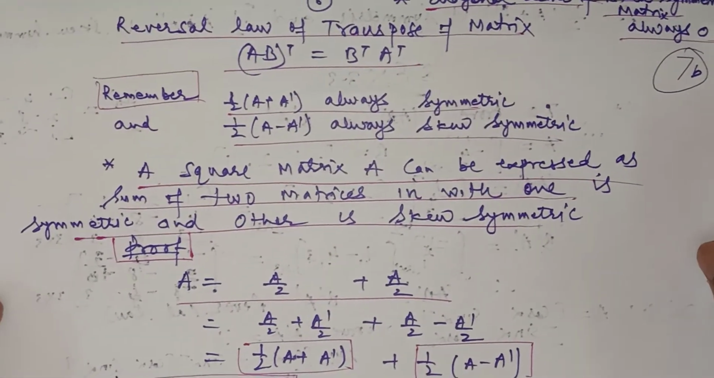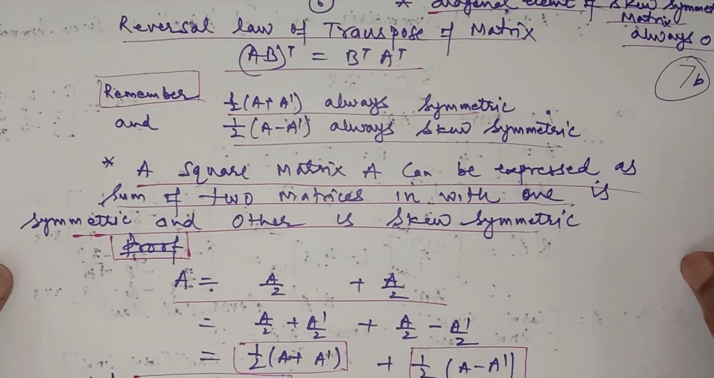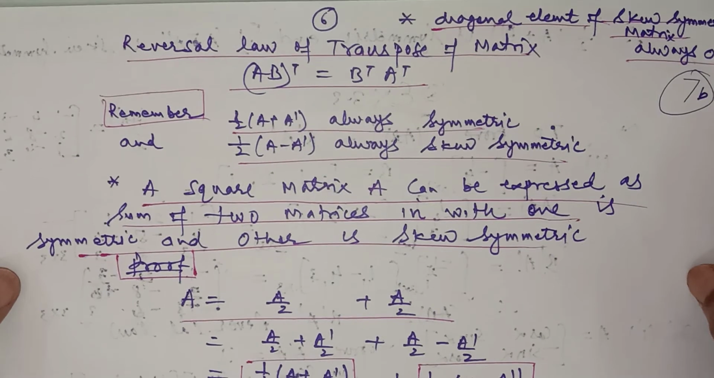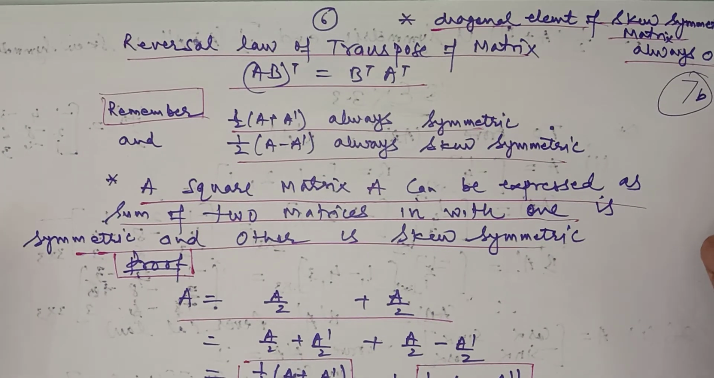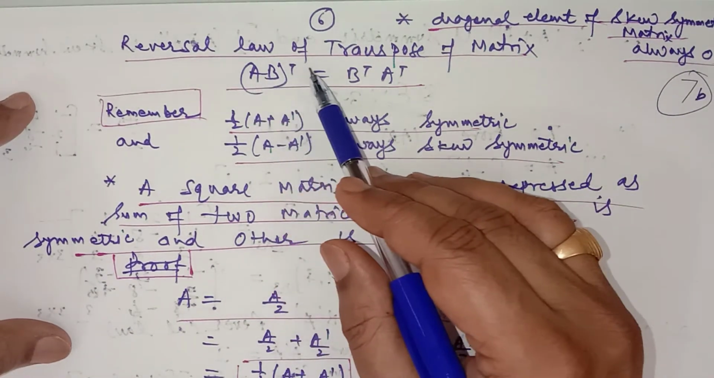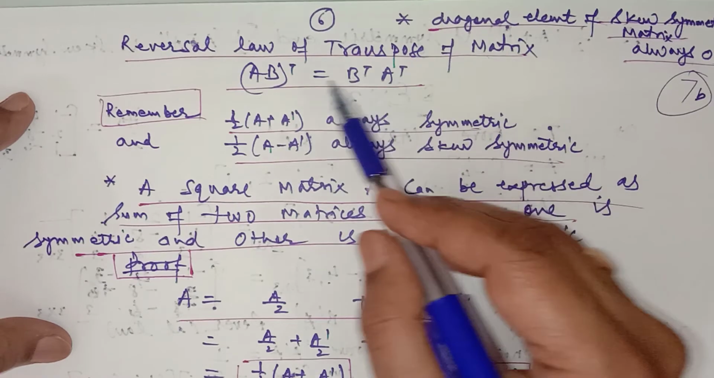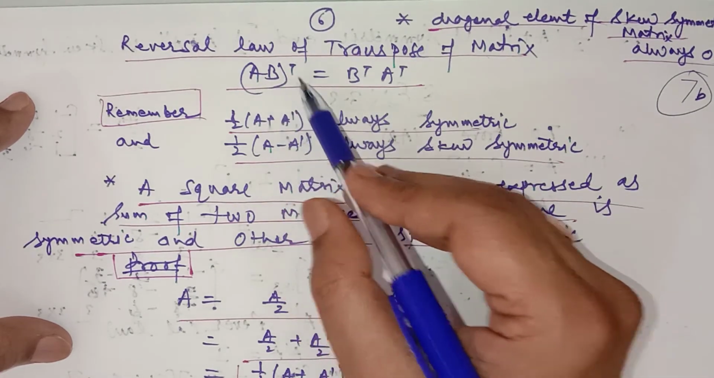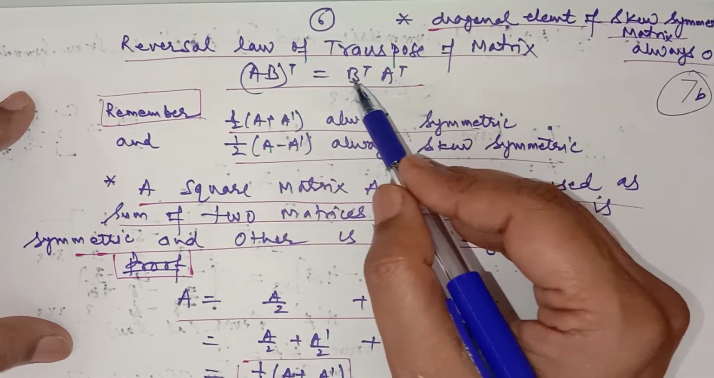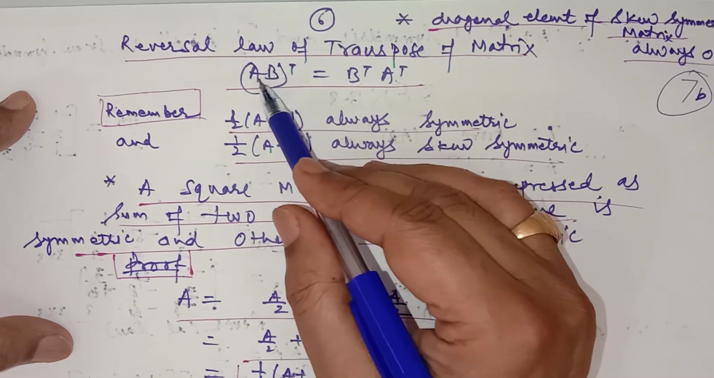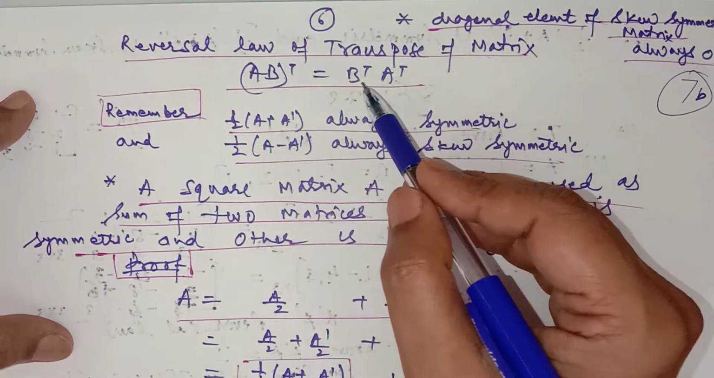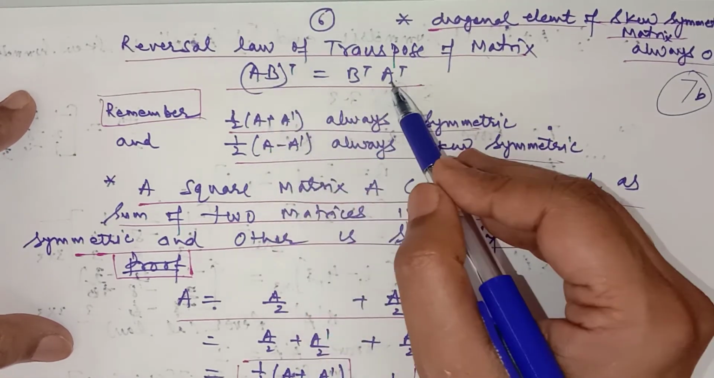Now we have just discussed the transpose of the matrix, and in continuation of this we have discussed that all the diagonal elements of a skew symmetric matrix are 0. Now there is a reversal law for the transpose of a matrix. Now what is the reversal law? The transpose of A into B is equal to B transpose into A transpose. It will be reversed. We will prove this in the exercise also: B transpose into A transpose.